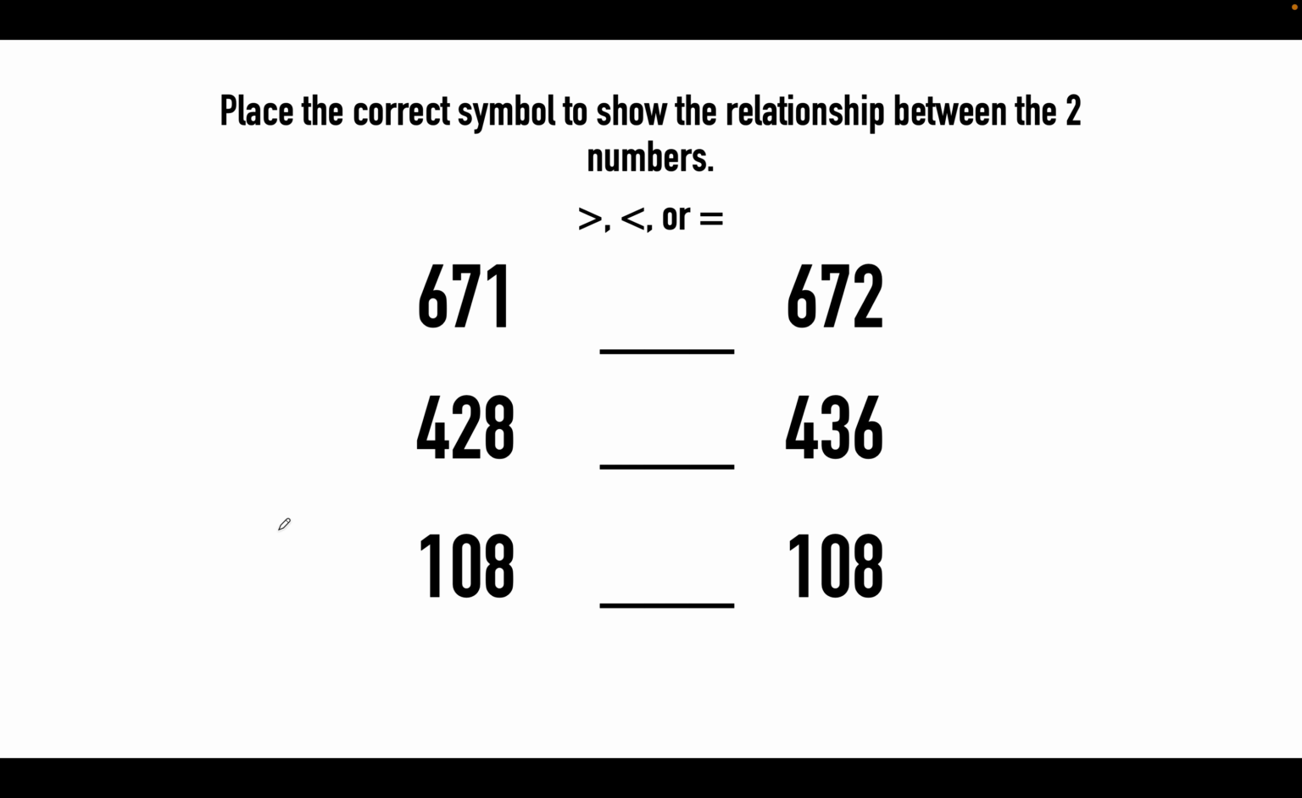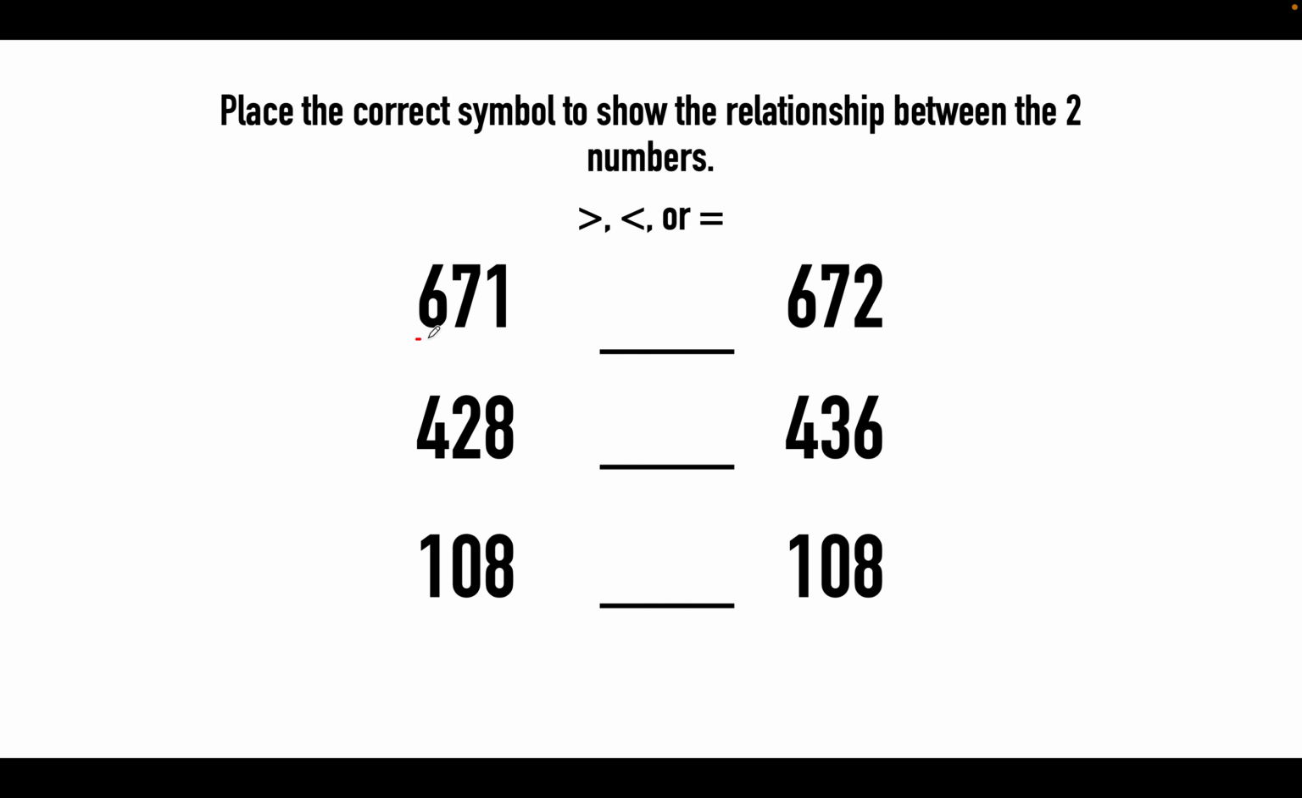This is going to be discussing how to compare numbers and place a greater than, less than, or equal sign between the two numbers to show the comparison and the relationship between the two. So when we are comparing numbers, we always start out with the highest place value, which in this case will be the hundreds place. So if we start out with this first set of numbers, we're starting in the hundreds place, which is all the way to the left.